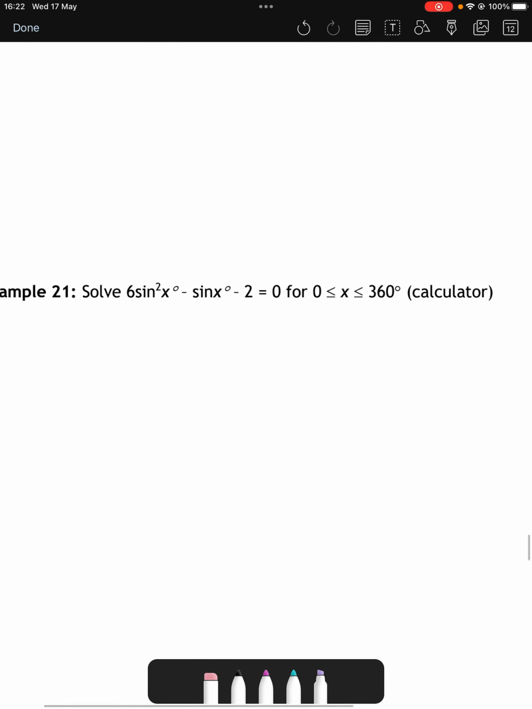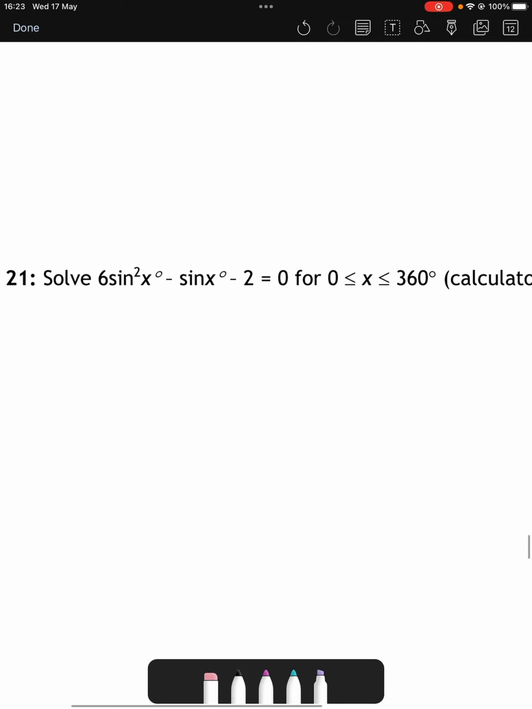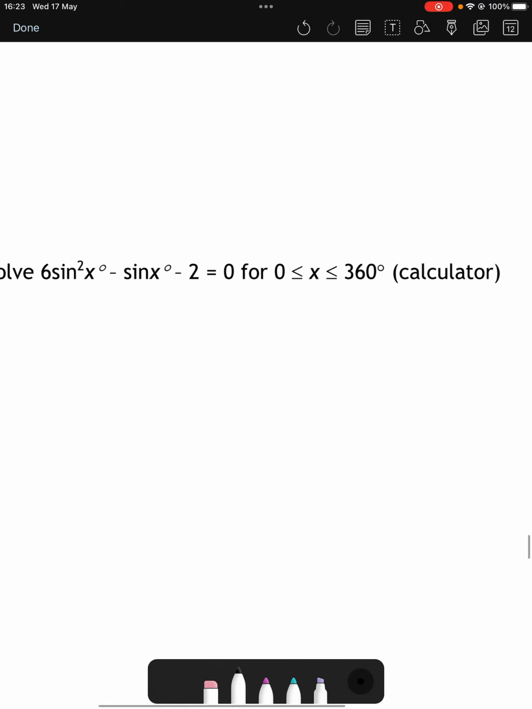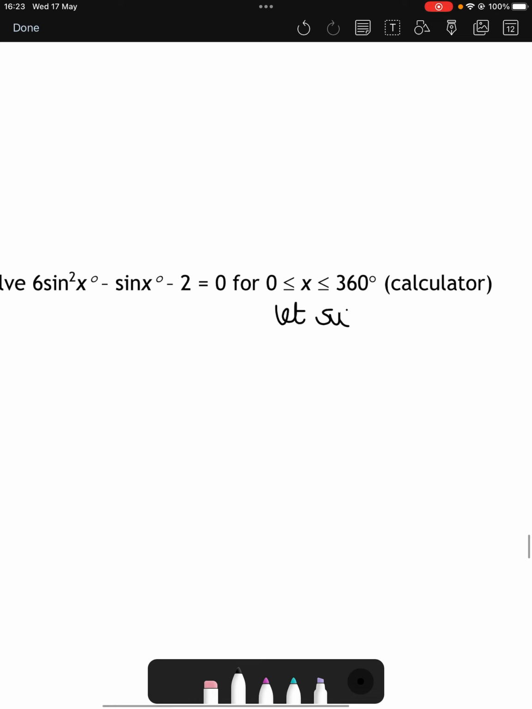What we've got here is solve 6 sine squared x minus sine x minus 2. There's no sine 2x or cos 2x to sub in, so we'd skip that step, but we think about how we're going to factorise this. You can see that this is very similar to a trinomial, so we're going to factorise it like we would a trinomial. We're going to take it at the side and say let x equal sine x. You can call it any letter you want, P, Y, anything you want.